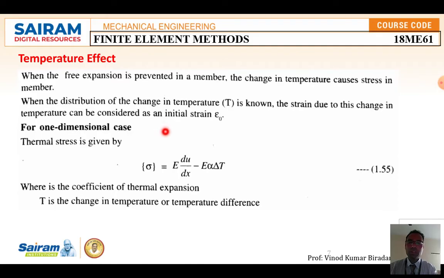What do you mean by temperature? Depending upon the environment or the given problem, variation takes place from one stage to another. That is the temperature difference. Normally we denote the temperature difference as delta T. Let us take a bar.